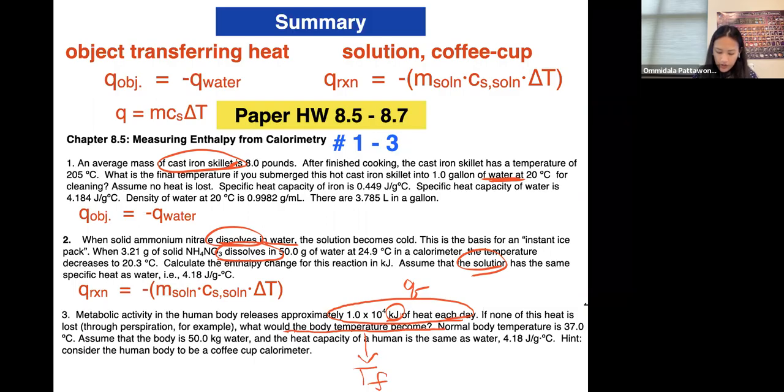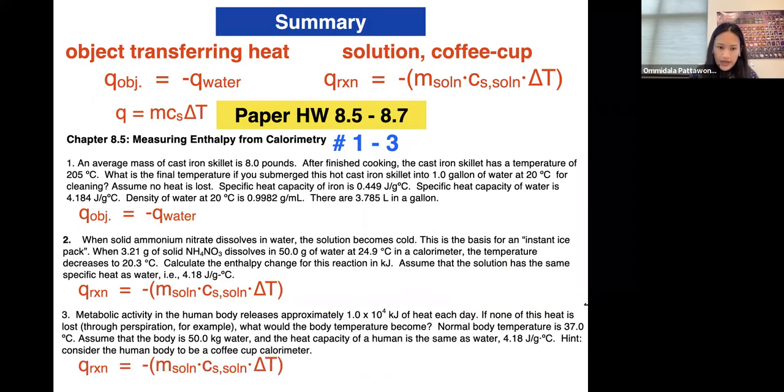One thing I want to point out for this is that you should use the solution Q. Why do you use solution? Because here we talk about the water inside the body, so that means body and water together, which could be considered a solution. So in this case, you're going to use Q equals m solution, C solution, delta T solution.